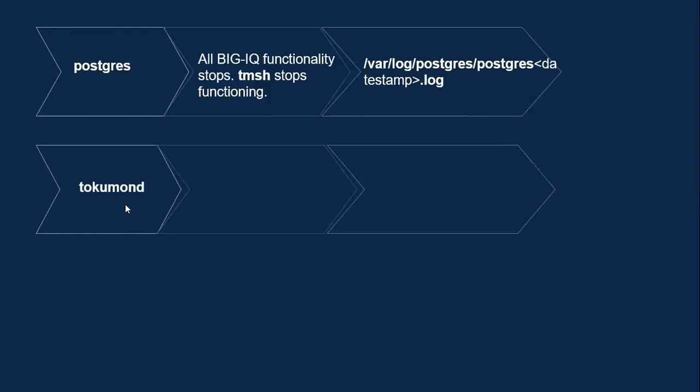Then we have Tokumont. This daemon indexes and optimizes the BigIQ system's database. This was introduced in BigIQ version 5.0.0. If this functionality is not working, you lose all your database queries, which might result in improper results. In order to analyze any of the logs with respect to Tokumont, you will have to go to var log Tokumont.